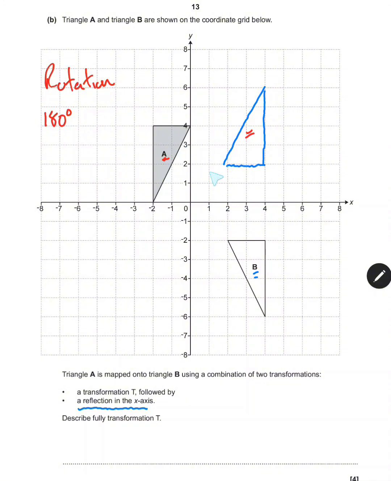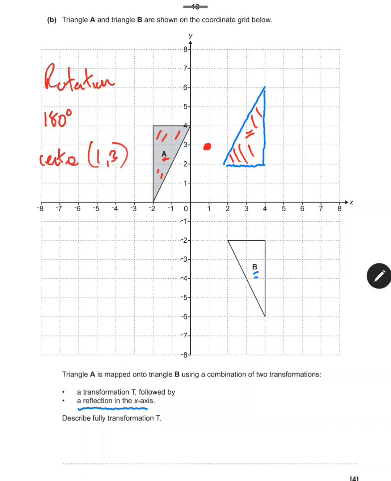Where's the centre of rotation? What has this spun around? I think that seems to be my centre of rotation. If you got some tracing paper and traced this triangle and then put your pencil on this point and spun half a circle, you'd land perfectly there. So we need to say the centre is 1, 3.